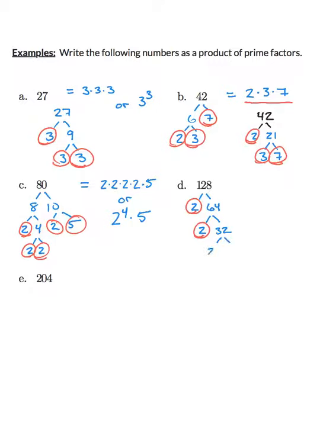I can break this down to 2 and 16. 2 is prime. 16 is not. We can break that down to 2 and 8. 2 is still prime. 8 is not. We get 2 and 4. 2 is prime. 4 is not. That is equal to 2 times 2. Okay, so that was a very long process.